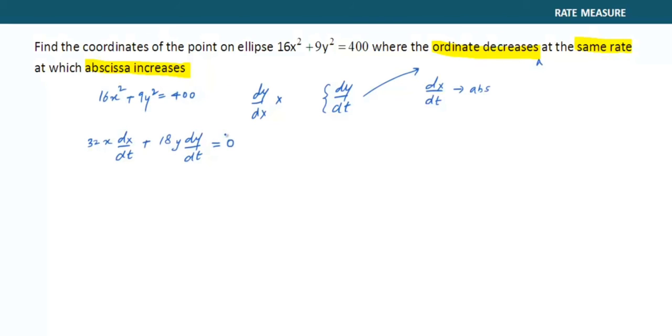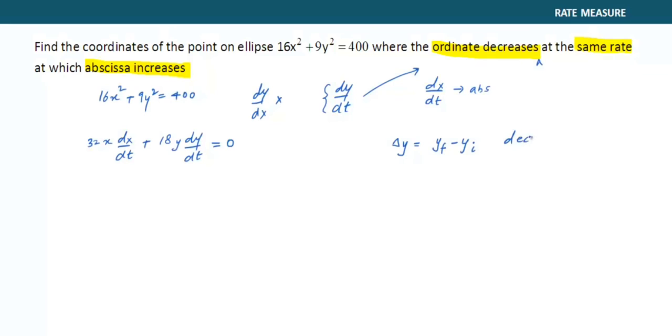We do not need to differentiate any further. So now what is given? We wanted to find the coordinates, at a point where the rate of change of ordinate is the same as the rate of change of abscissa, but it is given that something is decreasing. So when something decreases, let me talk about delta y. What is delta y? Delta y is y final minus y initial, always.